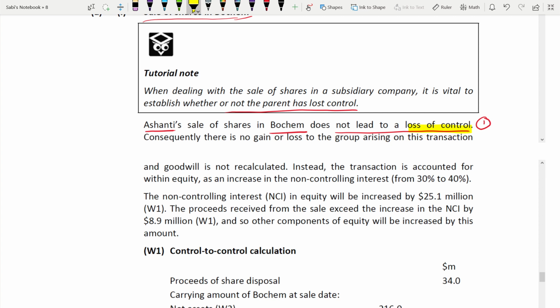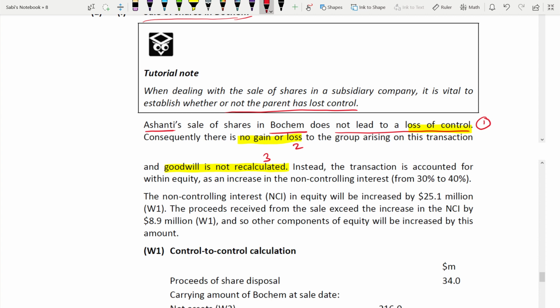Next thing: consequently, there is no gain or loss to the group arising on this transaction, and goodwill is not recalculated. Two things. No gain or loss. Goodwill is not recalculated. So for this point number 2, always write the second and third. Second is no gain or loss. No loss of control means no gain or loss. Why? Because it is still a subsidiary only. You're not selling it to someone. If you lose control, only then does gain or loss come.